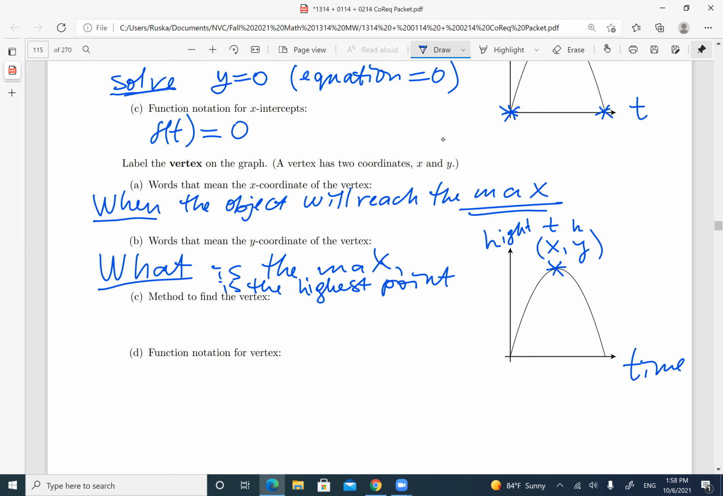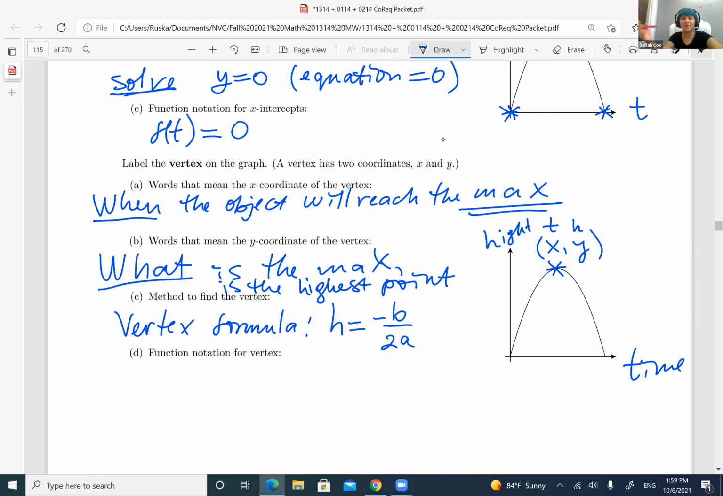Now, what is the method to find the vertex? How do you find the vertex? Use the vertex formula, right? What was the vertex formula? Isn't it k equals h divided by 2 times... h, I forgot. It equals negative b over 2a. That's the h formula.